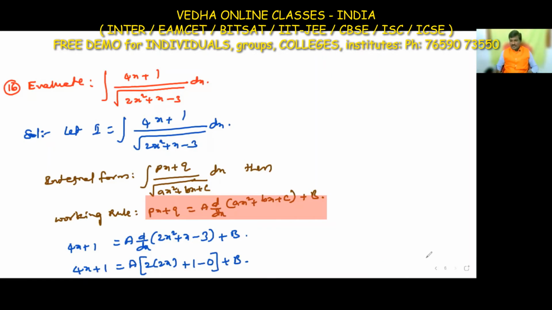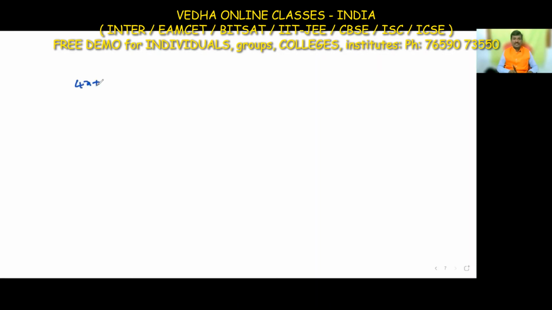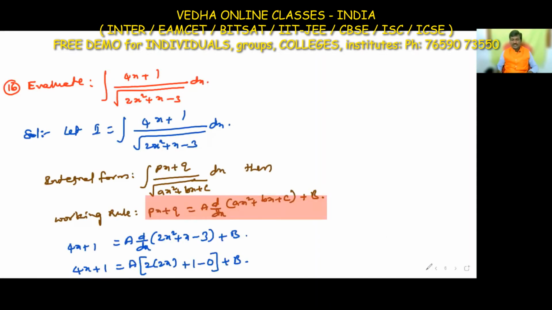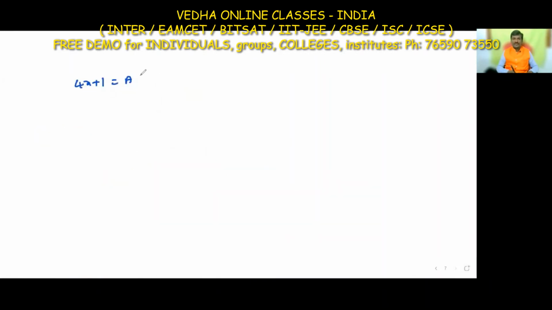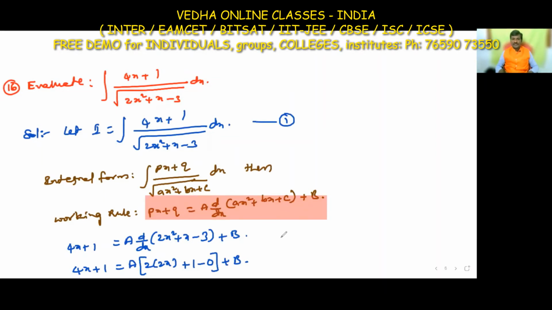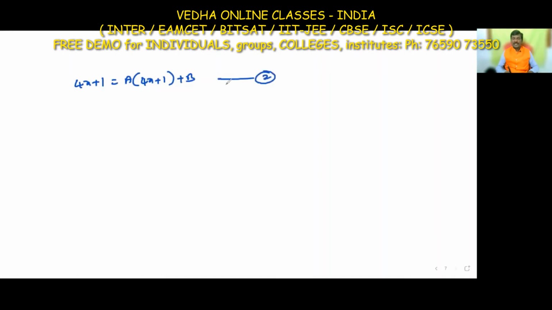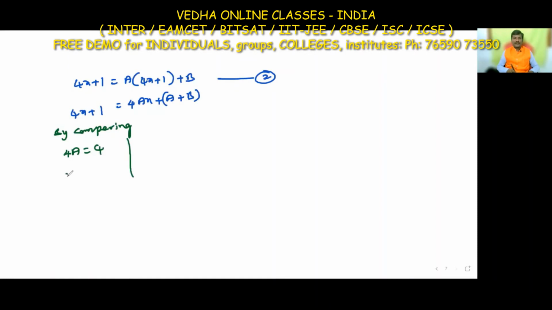Taking the integral as equation 1, and what we just got as equation 2, multiply inside: 4x + 1 = 4Ax + A + B. Comparing both sides, the x coefficient gives 4A = 4, so A = 1. Then the constant gives A + B = 1.